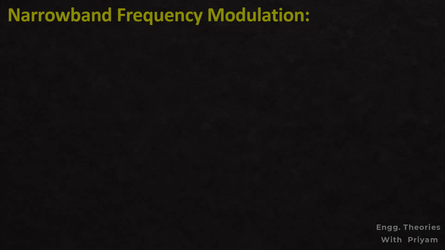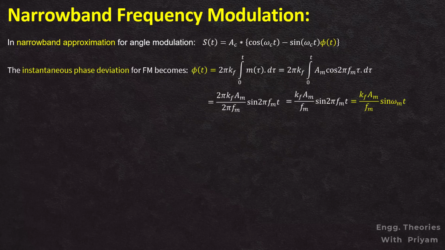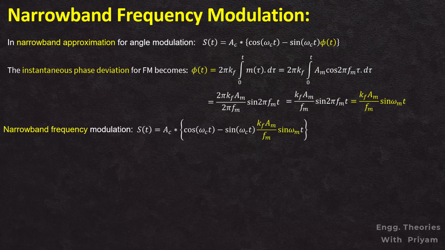Narrowband frequency modulation. According to the narrowband approximation of the angle modulated signal, the narrowband angle modulated signal s(t) is equal to Ac cos ωct minus sin ωct φ(t). φ(t) for the frequency modulated signal is Kf Am/fm sin ωmt, as we have previously calculated. Now we can put this value in the approximation, and then the narrowband frequency modulated signal will become s(t) = Ac [cos ωct minus sin ωct Kf Am/fm sin ωmt].